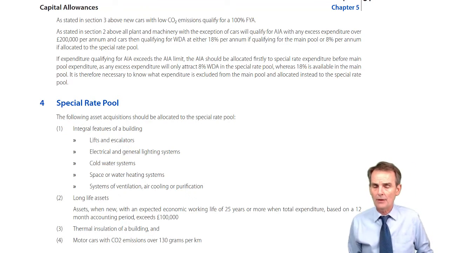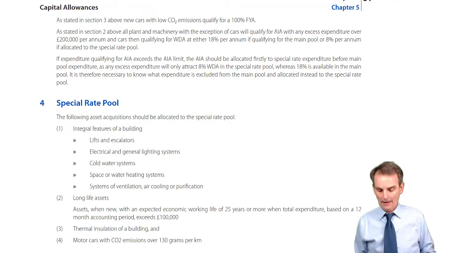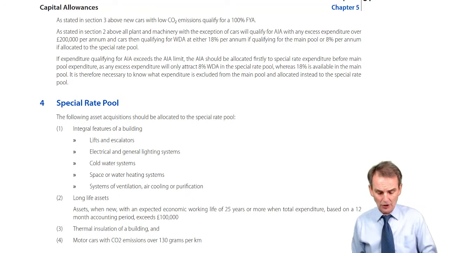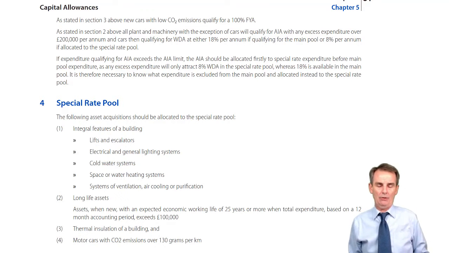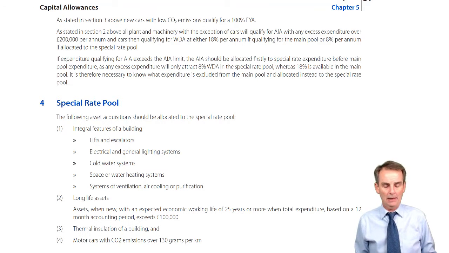a little summary of what we have seen so far, and then an introduction into a term that we know, special rate pool. What we don't know is the particular expenditure that will qualify for it. Not that qualifying for it is a good thing. You will recall that special rate pool means 8% writing down allowance after any AIA has been claimed, whereas the main pool means 18% writing down allowance after any AIA has been claimed.